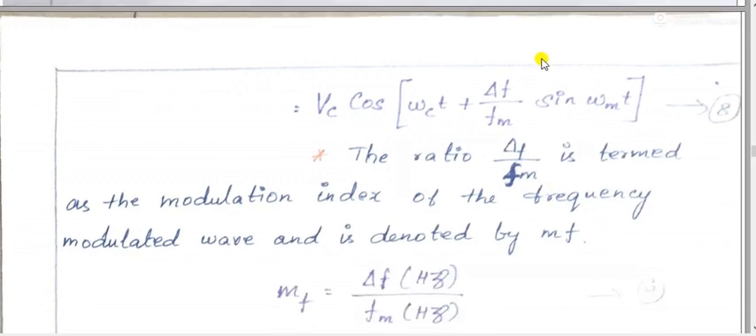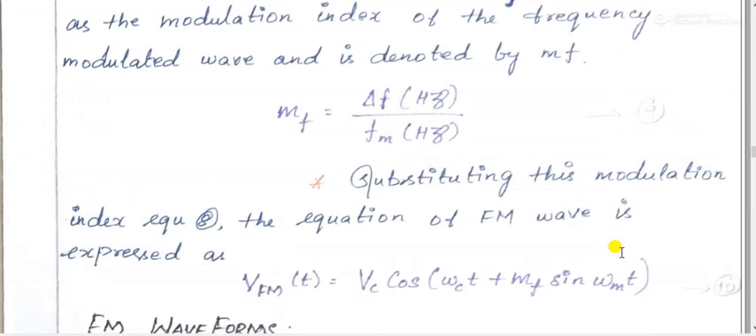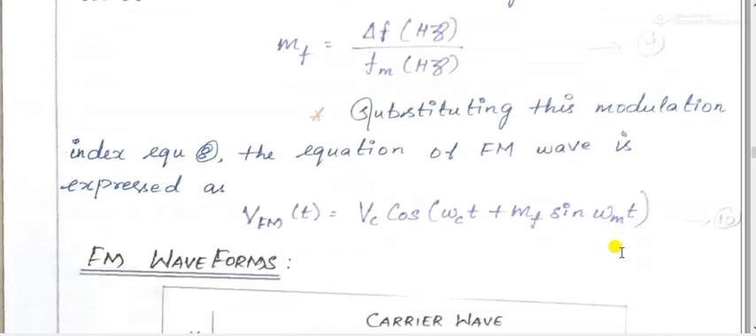So for the modulation index of the frequency modulated wave, delta f by fm, we can substitute mf. So Vc cos of omega ct plus mf into sin omega mt. Finally, this is the FM modulated wave, Vc cos of omega ct plus mf into sin omega mt. This is the final expression of the FM modulated wave.